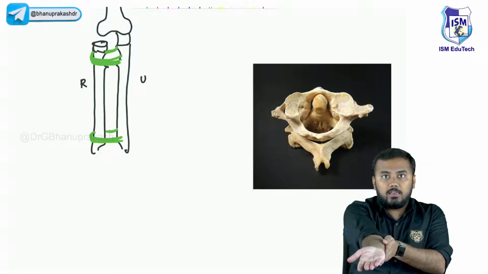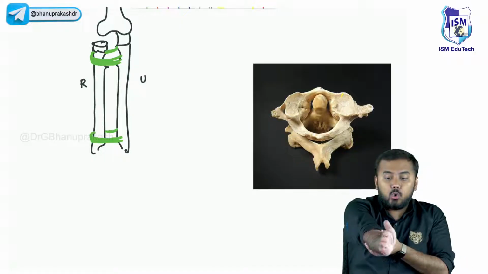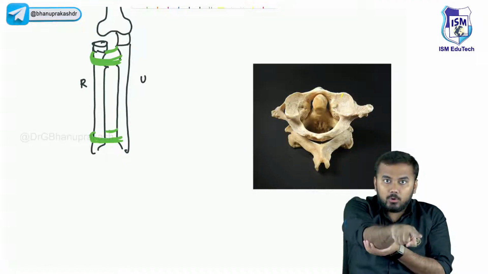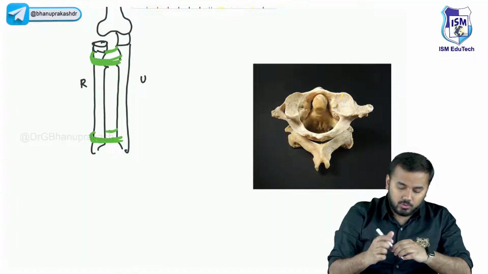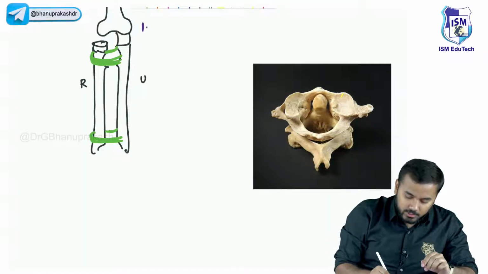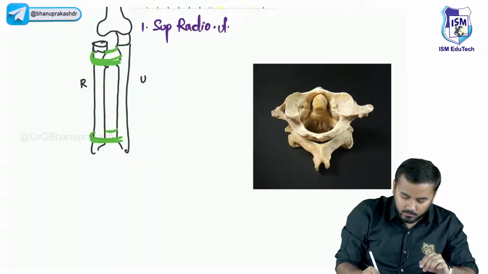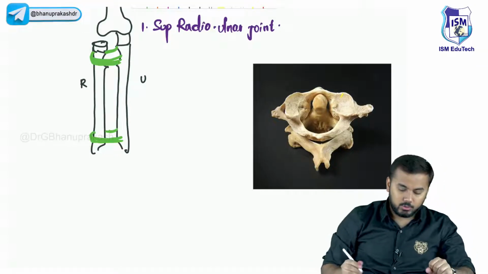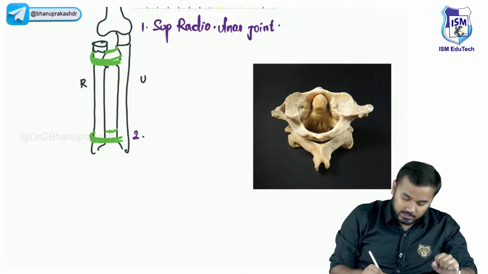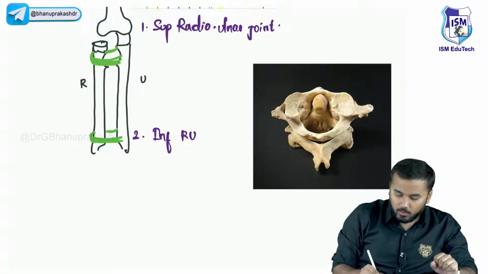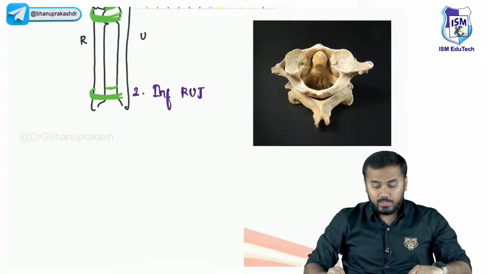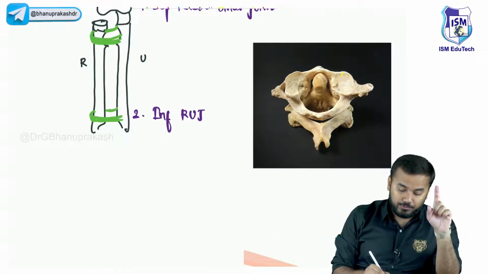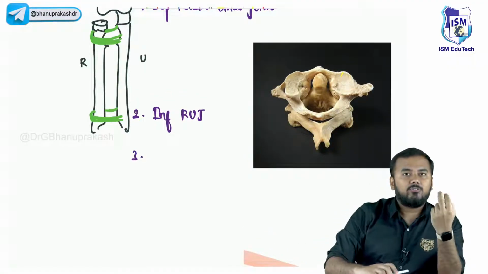You see, the ulna is still. This is the radius. The radius is overlapping over the ulna, rotating over the ulna. This is because of two joints. The first is the superior radio-ulnar joint, and the second example is the inferior radio-ulnar joint. RUJ is radio-ulnar joint.